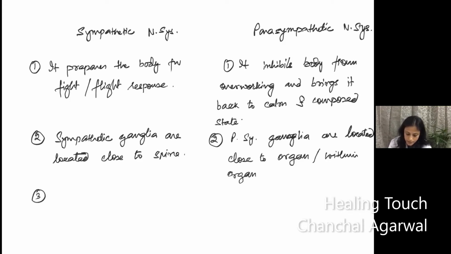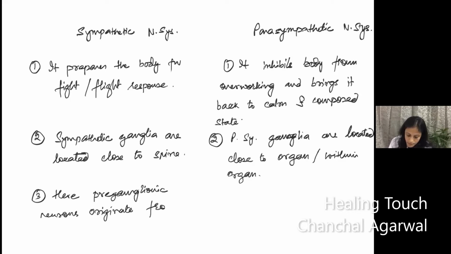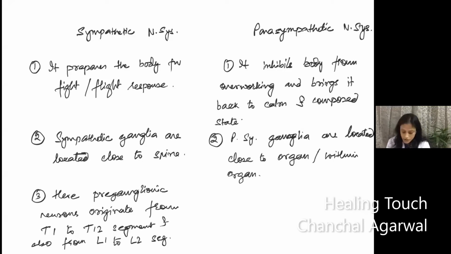Point number 3. Here, pre-ganglionic neurons originate from the T1 to T12 segment and also from the L1 to L2 segment. Just note it down. I'll show you in the picture.